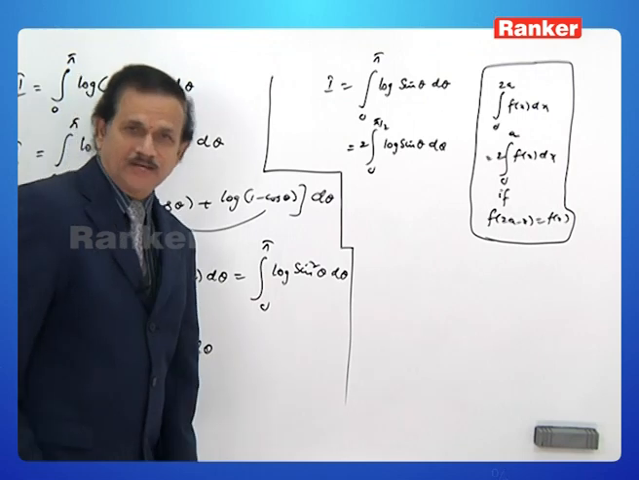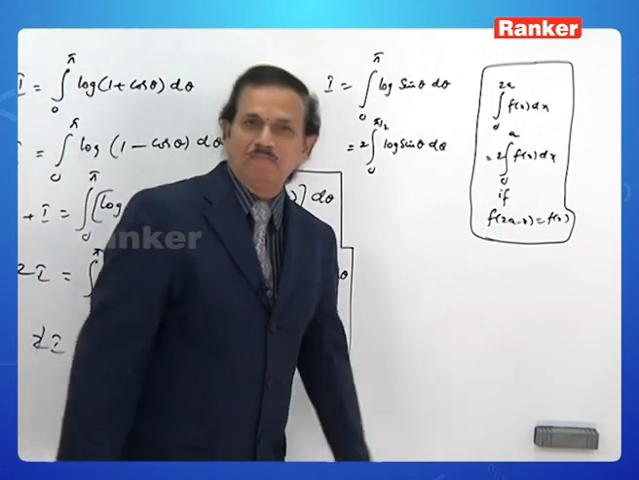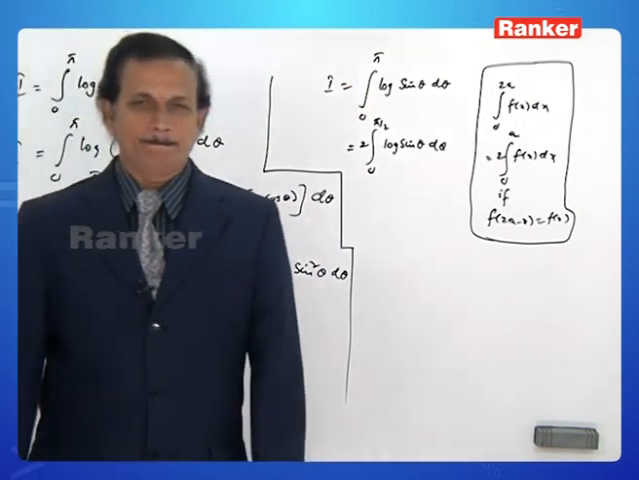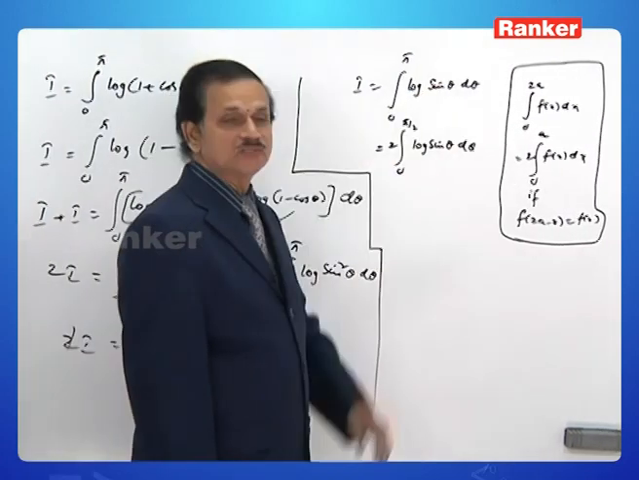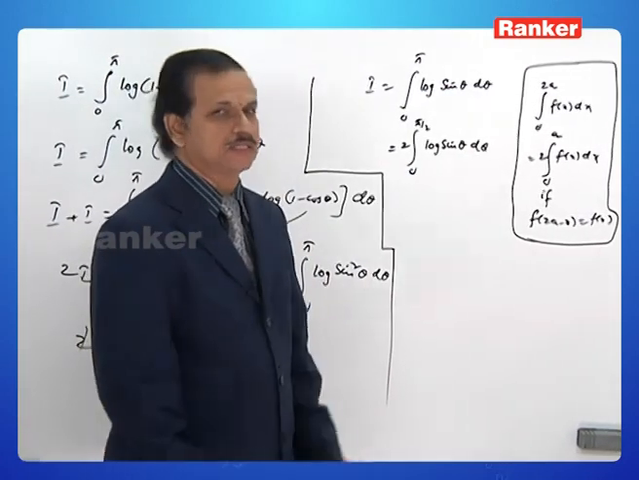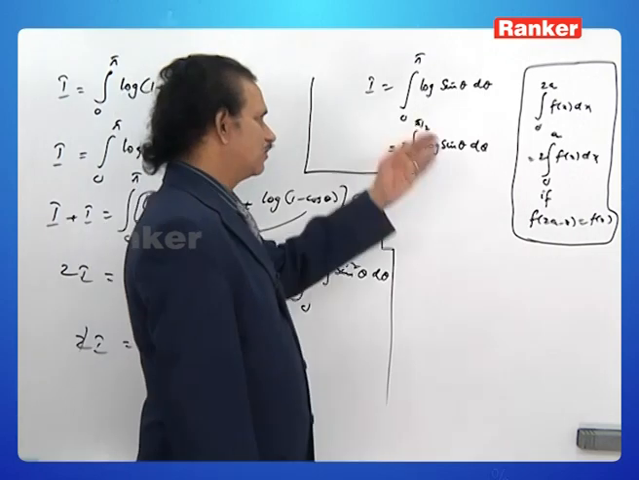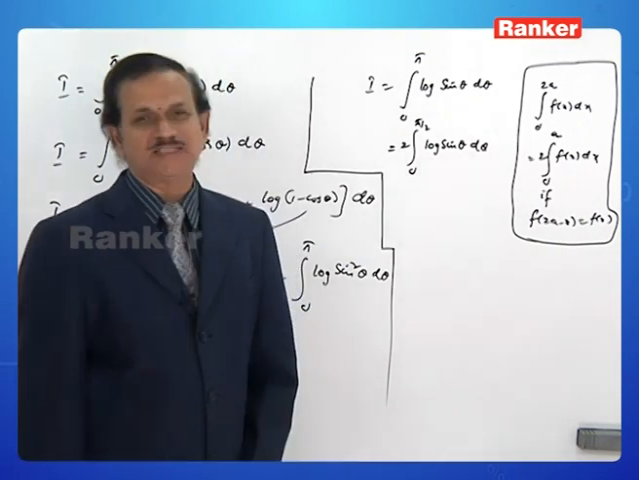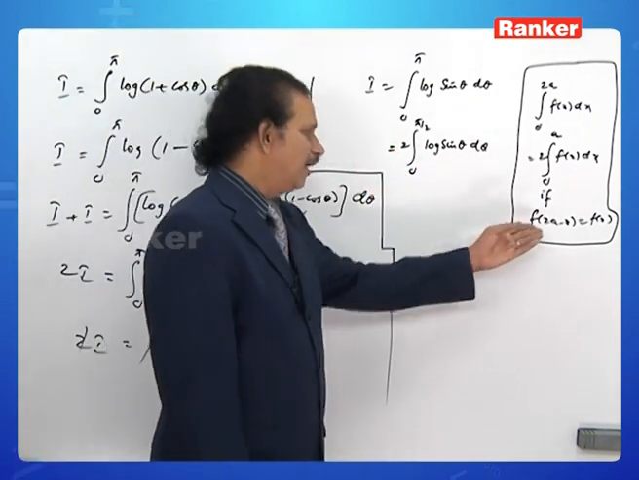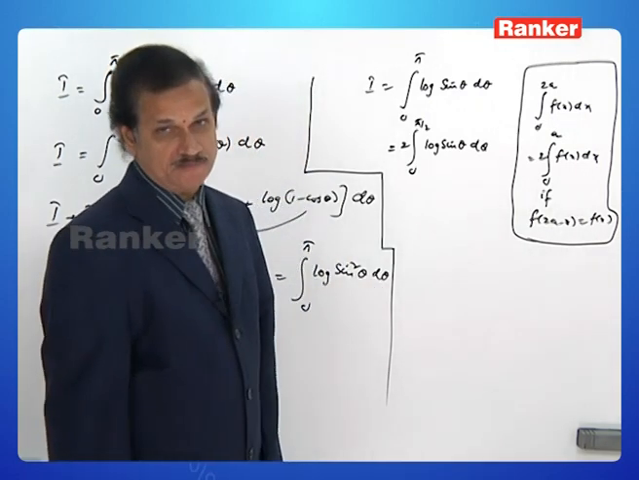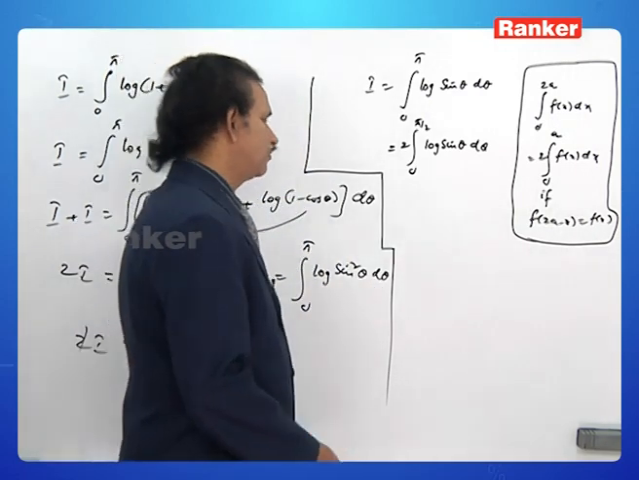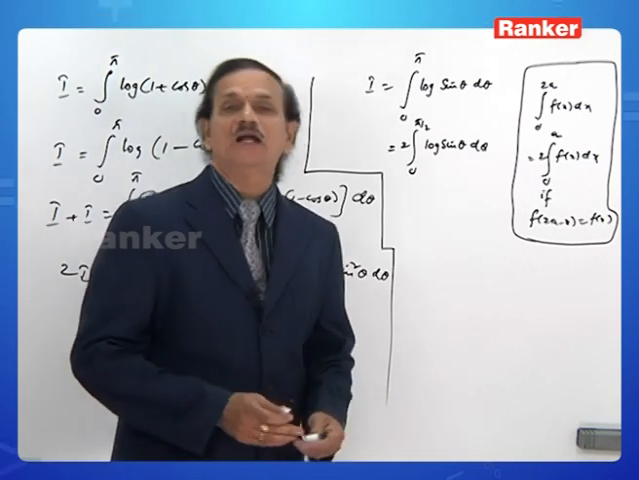Isn't it? That is, in the place of 2a, I am imagining pi. What is log sin(pi minus theta)? Log sin(pi minus theta) is nothing but log sin theta. So there will be no change at all. f of 2a minus x is equal to f of x is happening here. Therefore it is 2 into integral of log sin theta d theta.